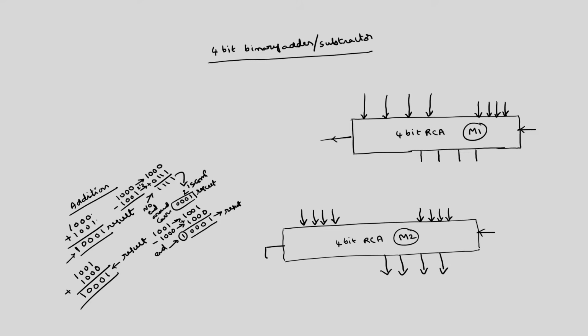How to implement this logic is, now I have to use an extra control signal, M, such that M is equal to 0. M is the control signal. I am going to use the M control signal such that when M is equal to 0, this circuit will act as an adder. If M is equal to 1, the same circuit will act as a subtractor.